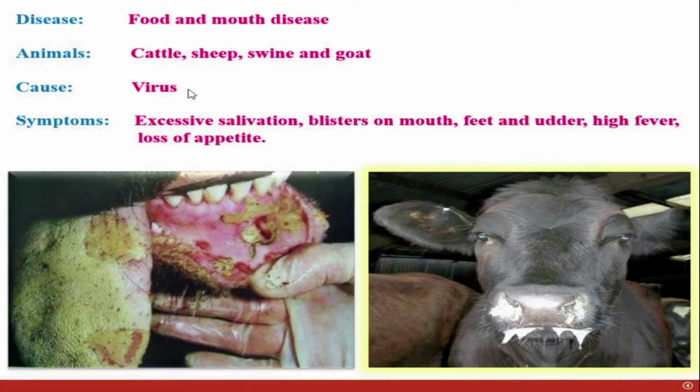Next, the disease name: foot and mouth disease. Animals affected: cattle, sheep, swine, and goat. Causative agent: virus. Symptoms: excessive salivation, blisters on the mouth. Look at the picture, see here. Also on the feet and udder, high fever, loss of appetite. These are all the symptoms of foot and mouth disease.